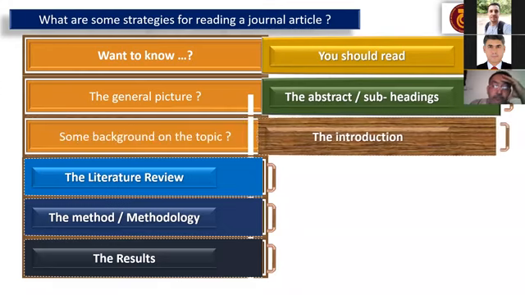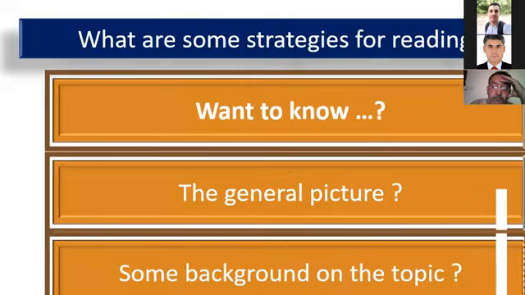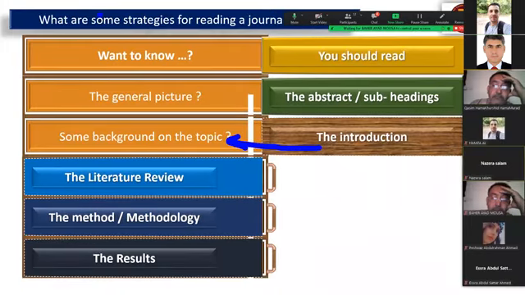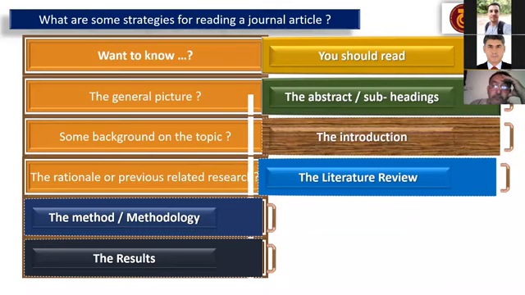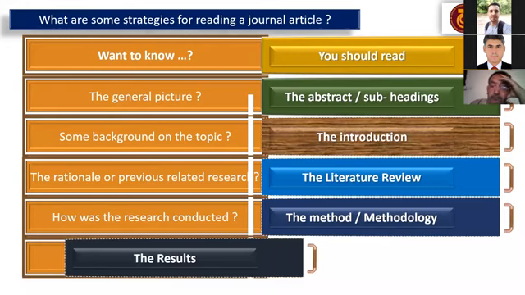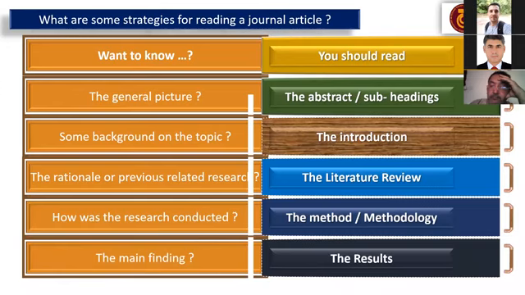So if you need some background on the topic, you go back to the introduction. You must read the introduction. So it means from the introduction, we can collect some background on the topic. From the literature review, we can find the rationale or previous related research. From the method or methodology, we can find how the research was conducted. From the result, we can find the main findings.